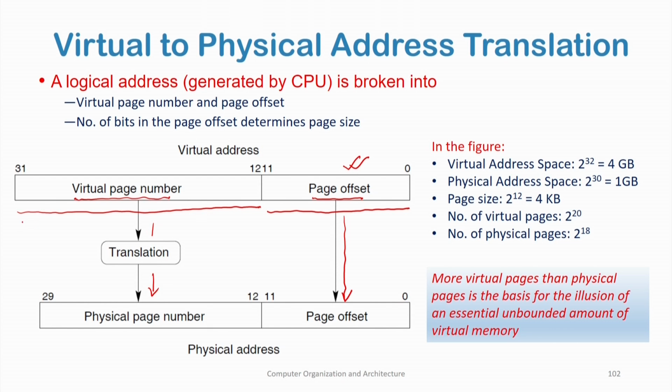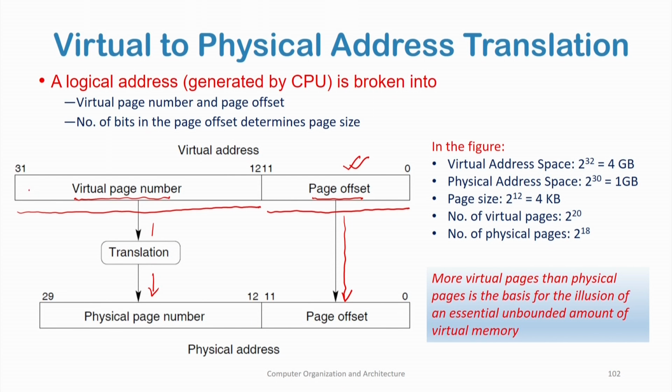So, how many virtual pages can I have? I can have 2 to the power 20 pages, because this 12 to 31 means I have 20 bits for the virtual page number. So, the number of virtual pages can be 2 to the power 20. Now, each of these virtual pages can potentially be translated to a physical page number. For this virtual page number, I will have a corresponding physical page number.